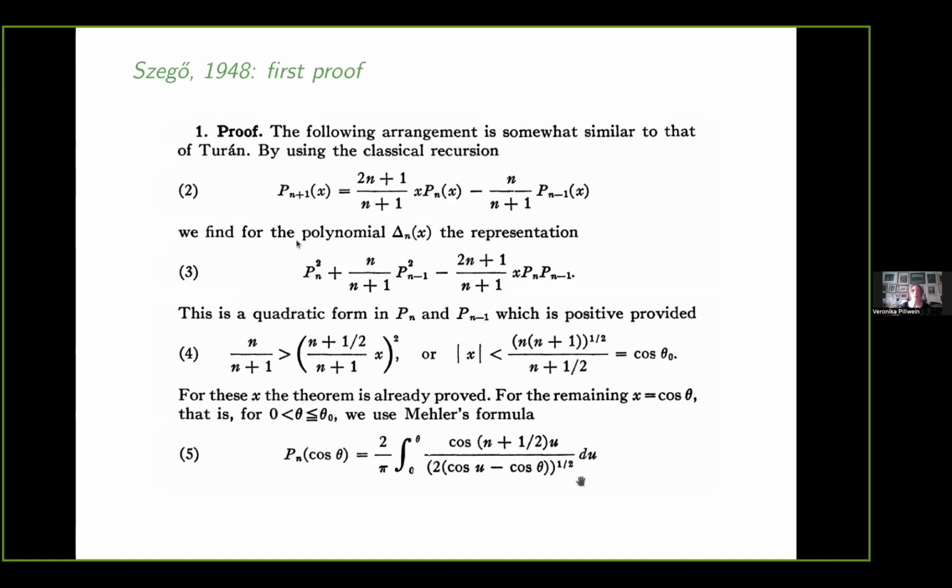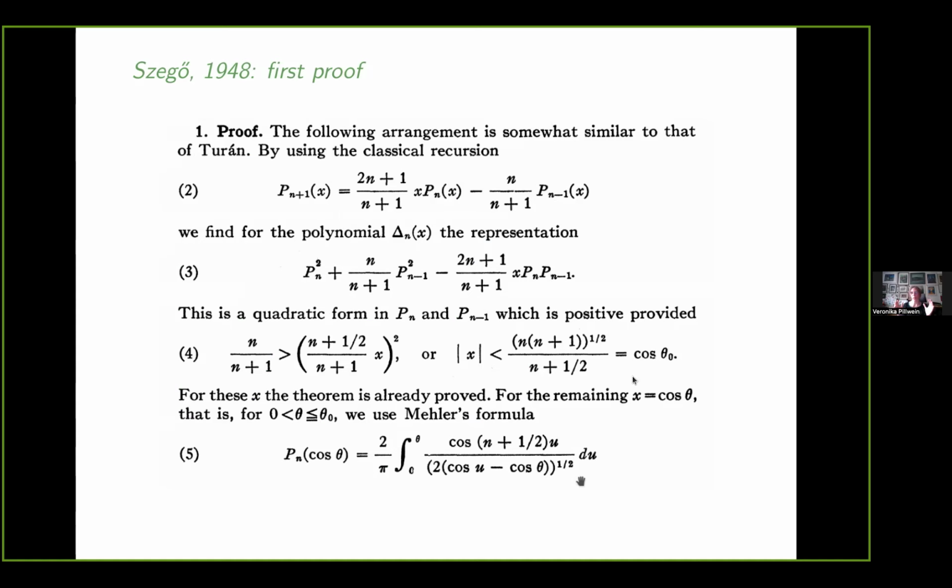And he finds, so he uses the recurrence relation and plugs it into the Turan determinant, like this. And then he says, okay, this is a quadratic form and it is positive for a large range of x, a range of x that is growing with growing n. So for n to infinity, this value tends to 1.